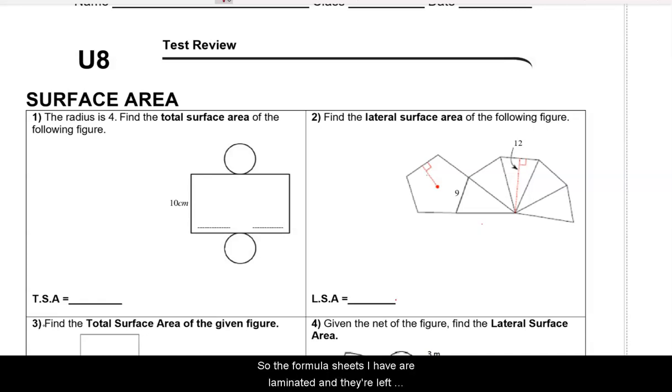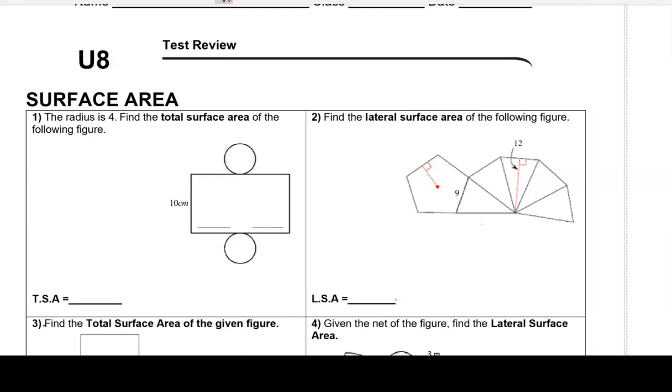The formula sheets I have are laminated and they're left over by the calculators on that table over there. Please make sure you grab one for your test and while you complete the review. I only have enough for each class period, so please be sure you return that to the table. All right, let's get started.